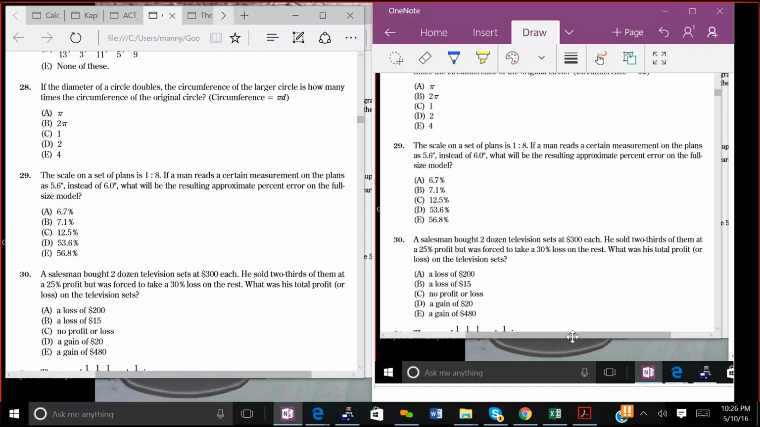Alright, so CARD. So the original circumference is pi d, and the diameter doubles, so it's pi times 2d.